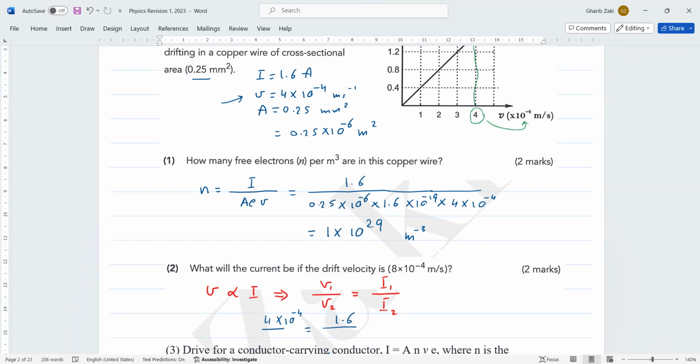Now, we need the current, so we need I2. If the drift velocity is 8 multiplied by 10 to the power negative 4, from this formula we do cross multiplication to get the value of the corresponding current. We can cancel 10 power negative 4 with 10 power negative 4 to simplify the calculations. Then, from this relation, I2 equals 1.6 multiplied by 8 divided by 4. So the answer will be 3.2 ampere.